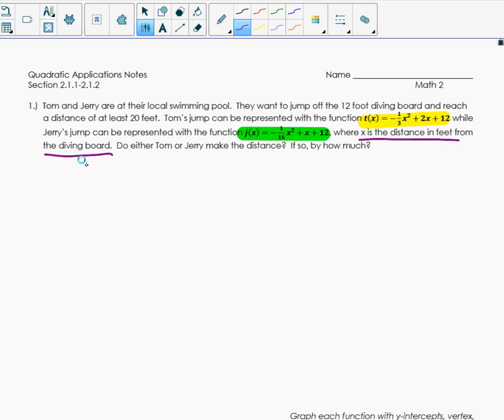So they're at their local swimming pool. They want to jump off the 12-foot diving board. So there's one context clue. And they want to reach a distance of at least 20 feet. Well, it says x is a distance in feet from the diving board. So that 20 feet is an x value. This 12 feet, think logically about this. When you're on a diving board, you're up in the air, okay? So this 12 feet has to be a height. So you can kind of make a note that y is going to be your height in feet, okay? A lot of times it's told to you. But sometimes we don't explicitly say it because you can infer from the problem what your y is representing, okay?